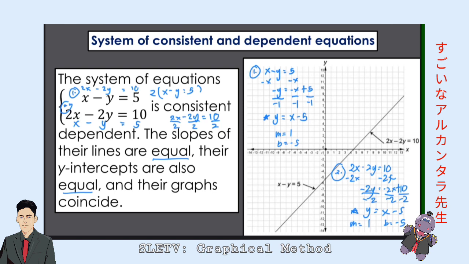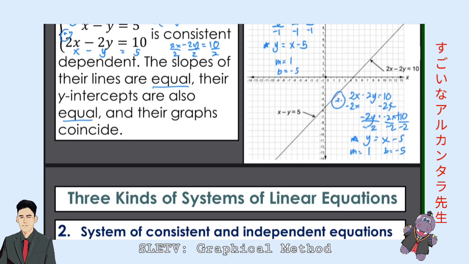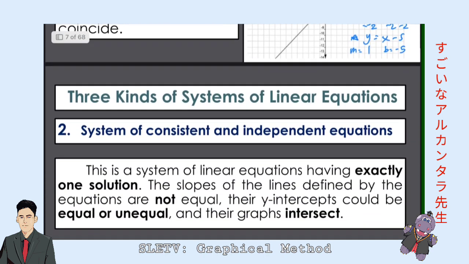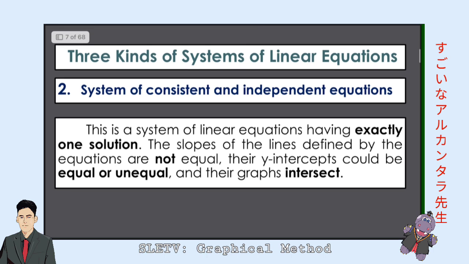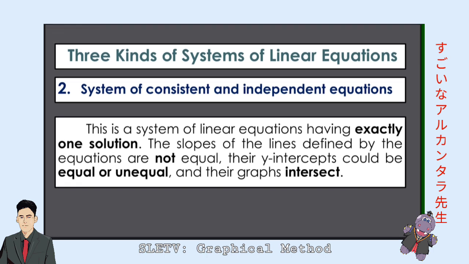But if you're being asked to graph, put it in slope-intercept form, identify the slope and the y-intercept, and proceed to graphing. Anyway, let's proceed to the second kind of system. If the system earlier is the same thing when you simplify it, the second one is not. This is what we call a system of consistent and independent equations. We say that a system is consistent and independent if there is exactly one solution. Earlier, it's infinitely many because they are overlapping with one another. This one, it is intersecting.